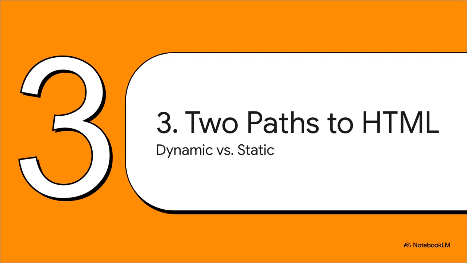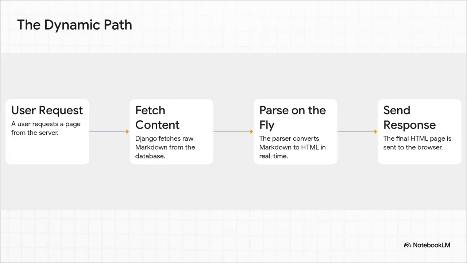Okay, so you've picked your parser. Great. But now you hit a fork in the road. You have to decide how you're actually going to build your website. And there are two main paths you can go down. So path number one is the dynamic path. You see this a lot with big web frameworks like Django. Here's the play-by-play. A visitor comes to your site and requests a page. The server then grabs the raw Markdown text from a database, runs it through the parser right then and there, and sends that freshly baked HTML to the user's browser. It all happens on the fly for every single visit.